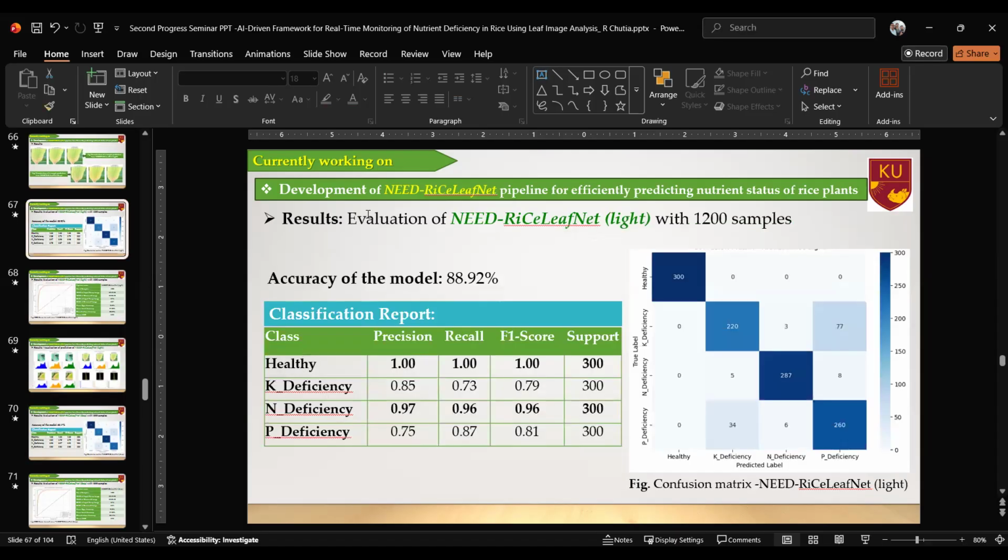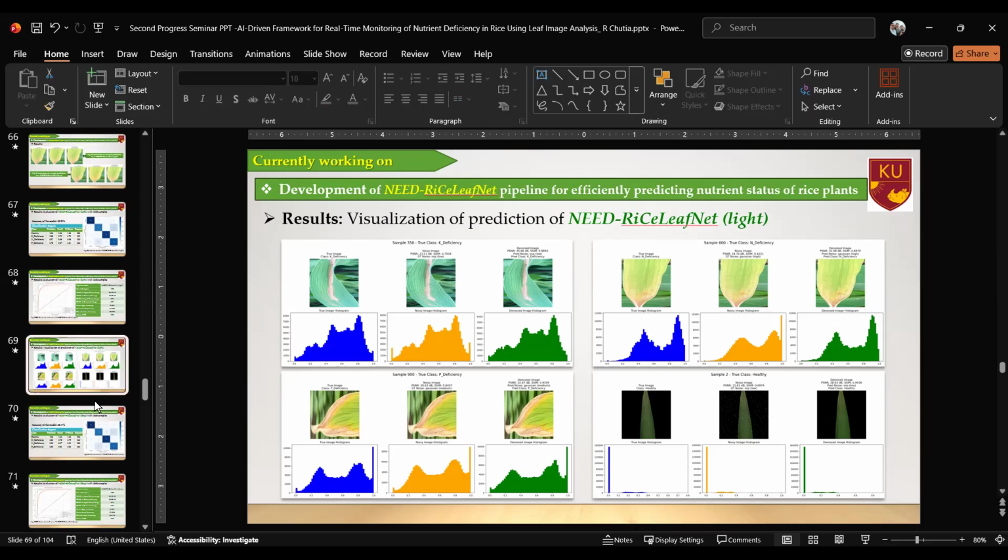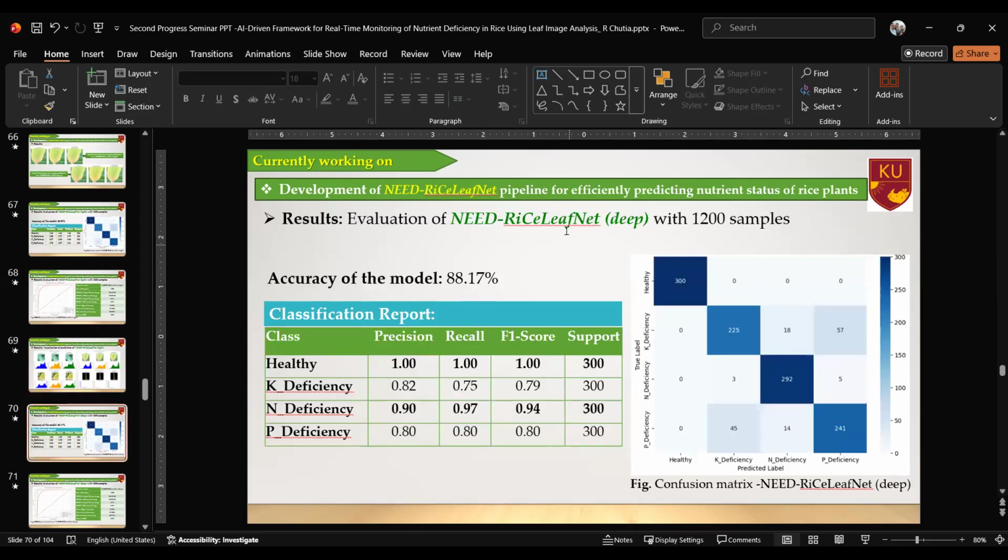Then this is the NeedRiceLeafNet Deep model. Here we have also seen that in the case of healthy, the prediction is very accurate. As a whole, the accuracy of this model is 88.17, whereas the accuracy of the NeedRiceLeafNet Light model is 88.92. And here again we have seen that in two classes, healthy and nitrogen deficient, its accuracy is very good.